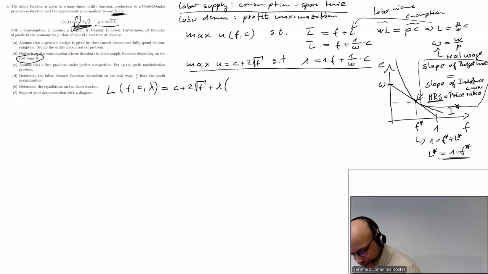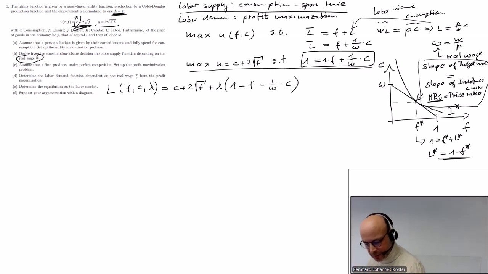So this would then be 1 minus f minus 1 over omega times c. This is just the reformulated budget restriction, and I know that this is 0.